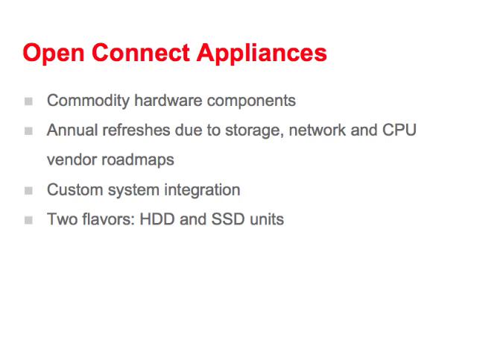The way we think about the hardware we build is we use commodity PC server hardware, and because of that, we typically do annual refreshes due to storage, network, and CPU vendor roadmap changes. We use a custom system configuration. I'll show you some pictures of why we do that in a minute. And we basically have two different flavors or types of system, a hard drive heavy unit and now a flash heavy unit. They have two different use cases, and I'll take you through both of them.